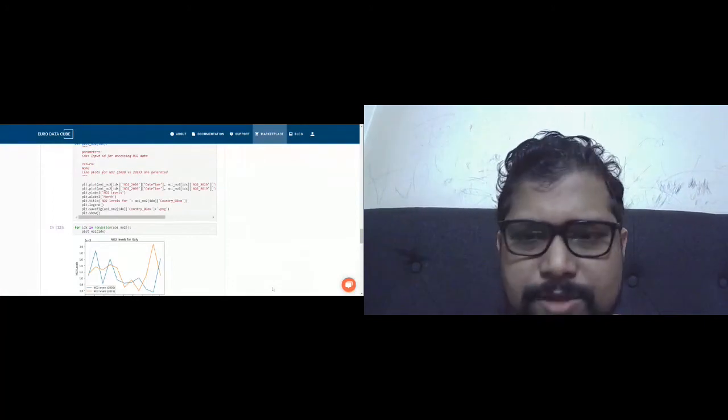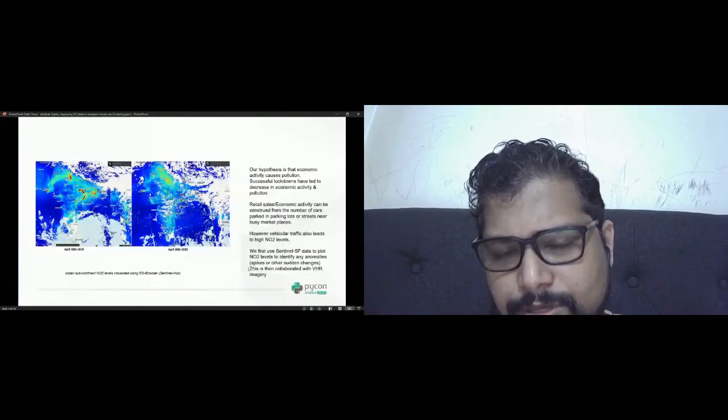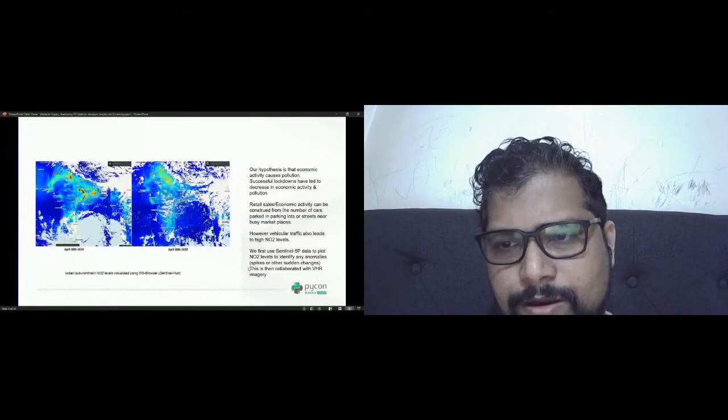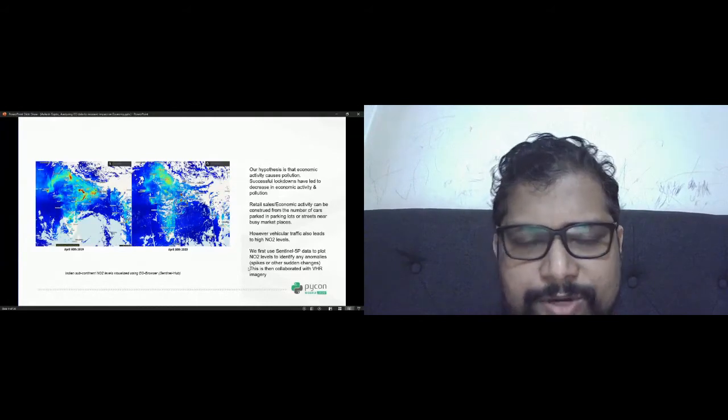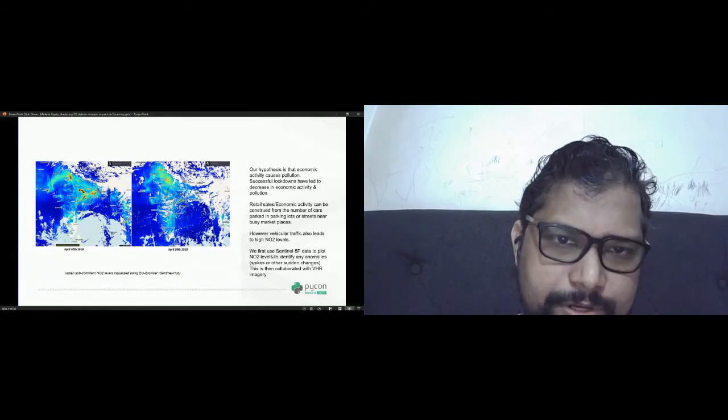So the hypothesis here was that whenever economic activity takes place, it causes pollution. So if there's a change in pollution levels, we can use that as a measure of economic activity. Here I have used Sentinel-5 data plots to calculate the NO2 levels. A similar thing can then be combined with VHR imagery.